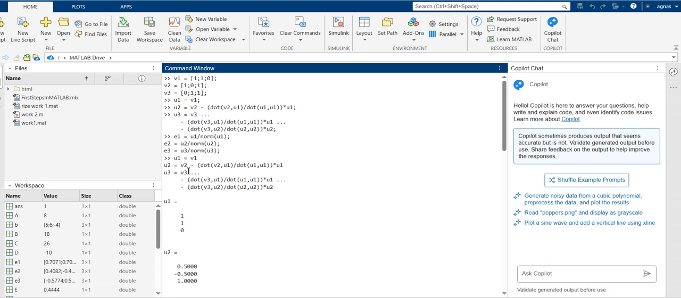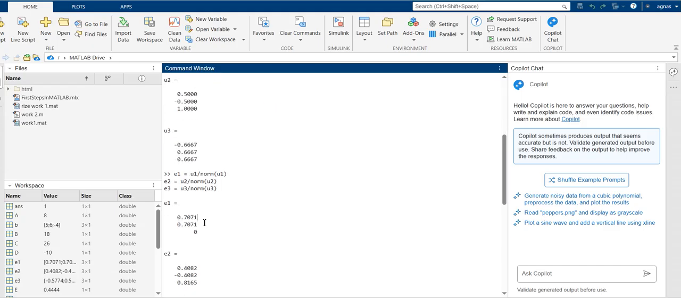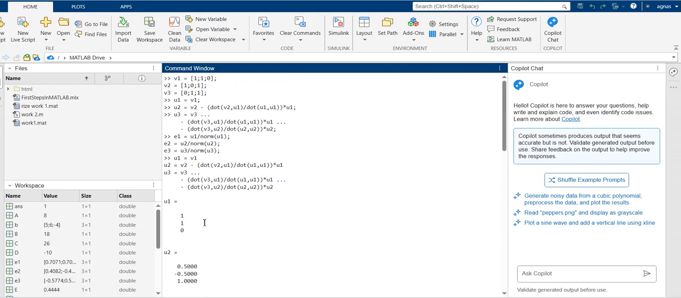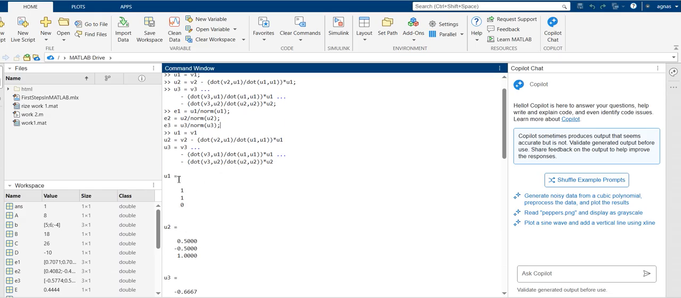In the next step you can see I didn't type the semicolon. So by typing each step without a semicolon, when I press enter you will get the answer. That is the difference. If you are using the semicolon, the answer won't be shown, but if you are not using the semicolon, the answer will be shown here.